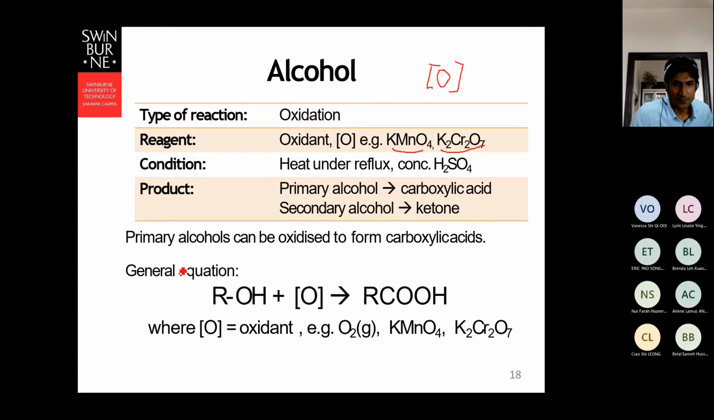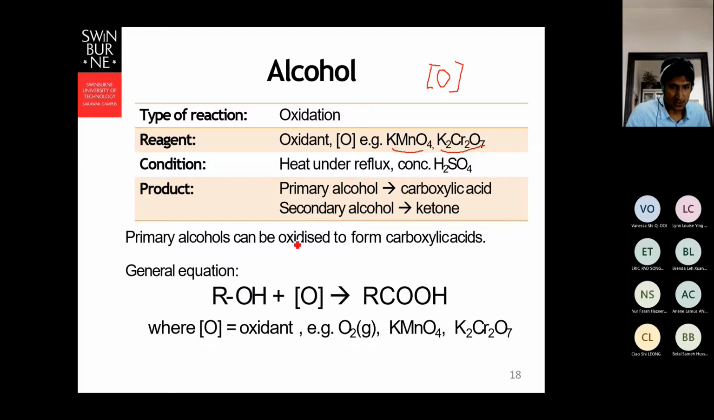So we do the reaction of the alcohol with this oxidizing agent in the presence of heat under reflux and concentrated sulfuric acid. So 1 drop of concentrated sulfuric acid, and we have to do some heating under reflux. Reflux means it will boil up and then evaporate and come down when we condense it back. So this is the reflux, with many cycles going on in that way.